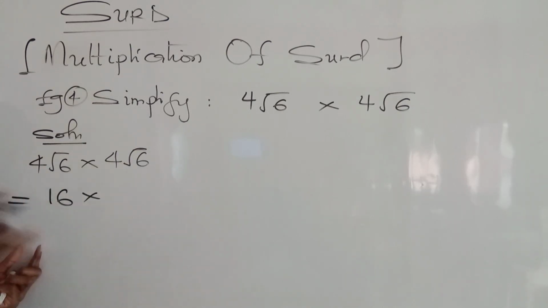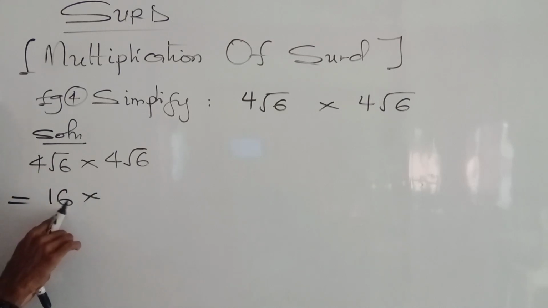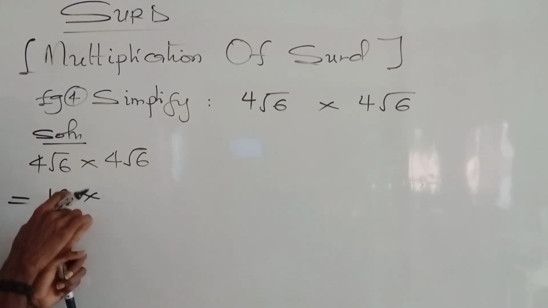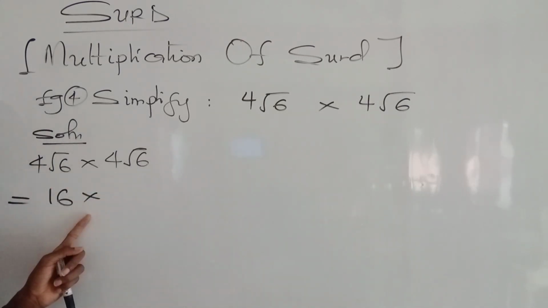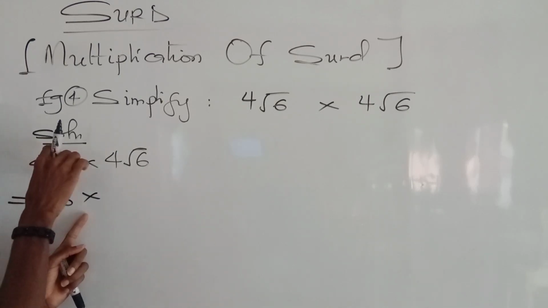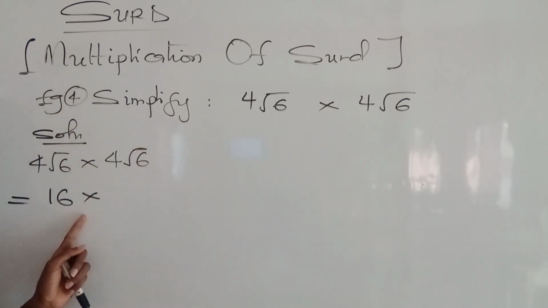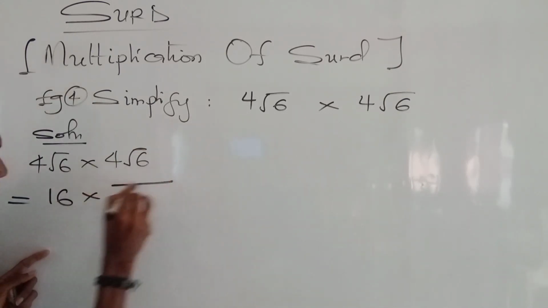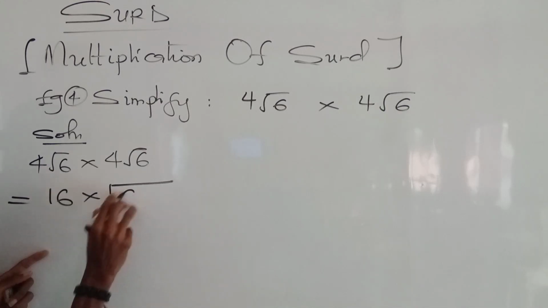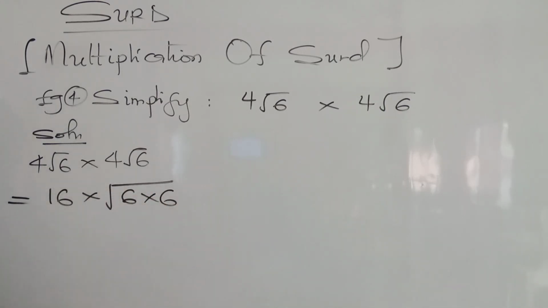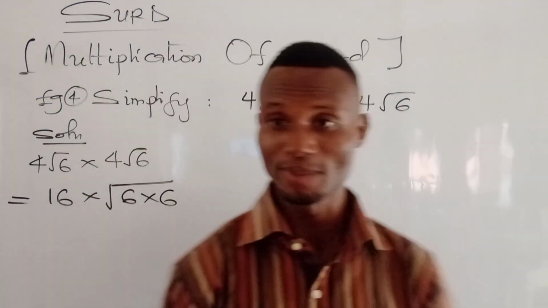So we started with the multiplication of the coefficients, which is 4 times 4, which gives the 16, times, because everything here is multiplying, this value with the square root sign, which is the root 6, will also multiply the root 6 which is here. So it's going to be square root of 6 times 6. I hope you agree with me up to this point.